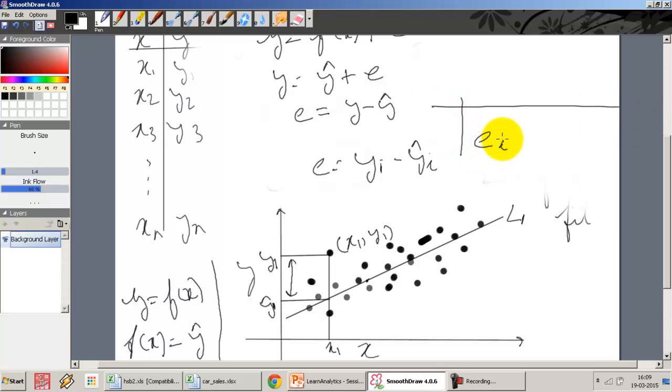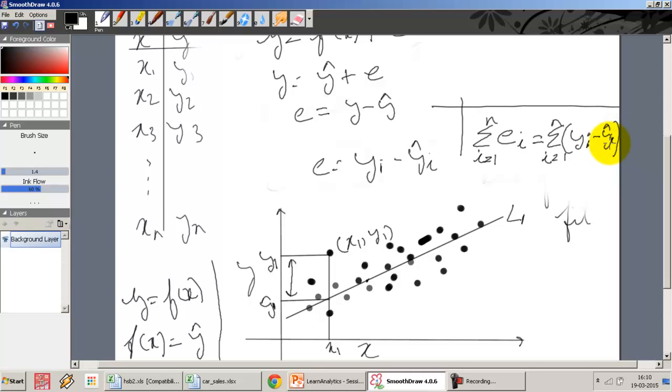let me just draw it again correctly. Let's call it summation of ei, where i is ranging from 1 to n. That is, for each observation in turn, I will add it up, and it is simply going to be the summation of i equal to 1 to n of yi minus y hat i. So that is going to be the total error in my observations.